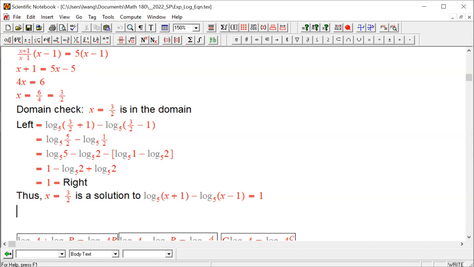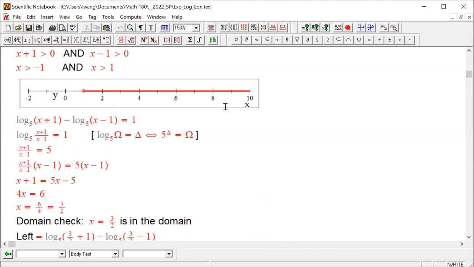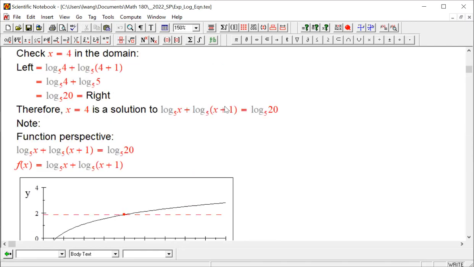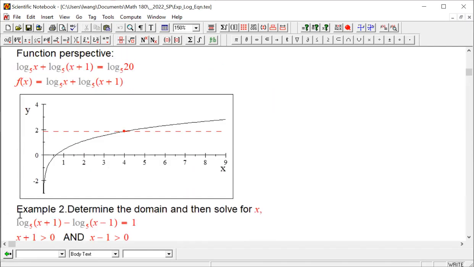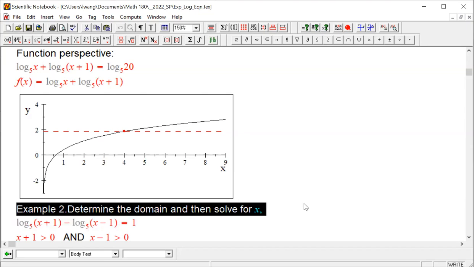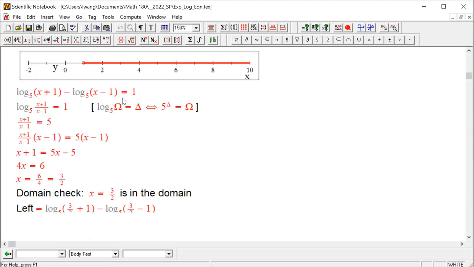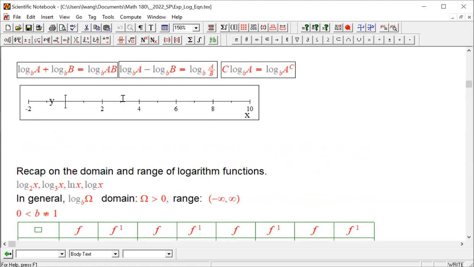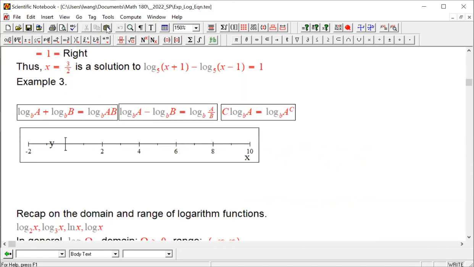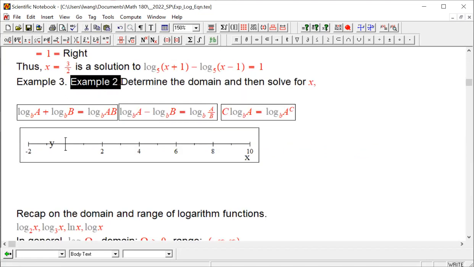So now let's look at another one. This is actually number 7 in the homework. I call it example number 3. And of course, the same requirement: determine the domain and solve the equation. And this one actually is relatively short. Okay, determine the domain and solve for x.